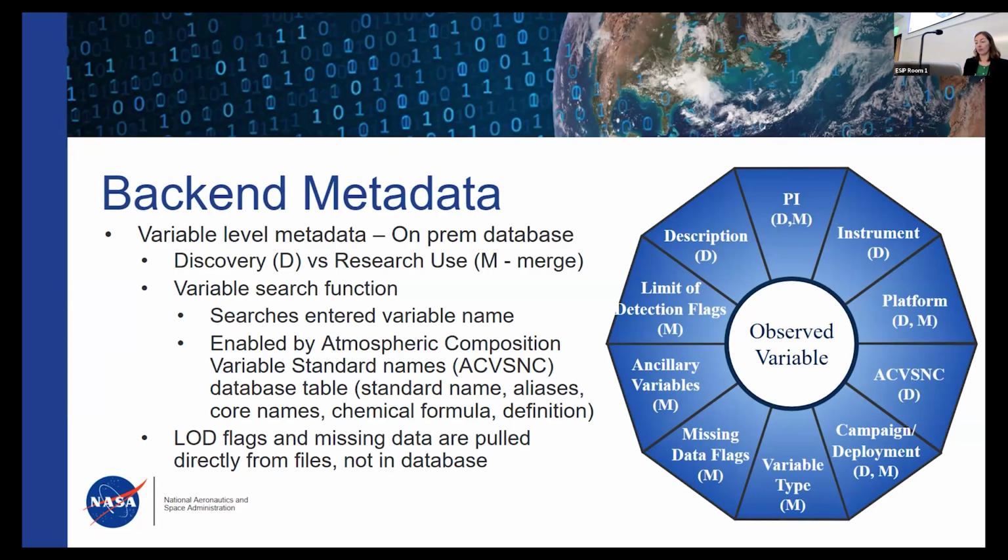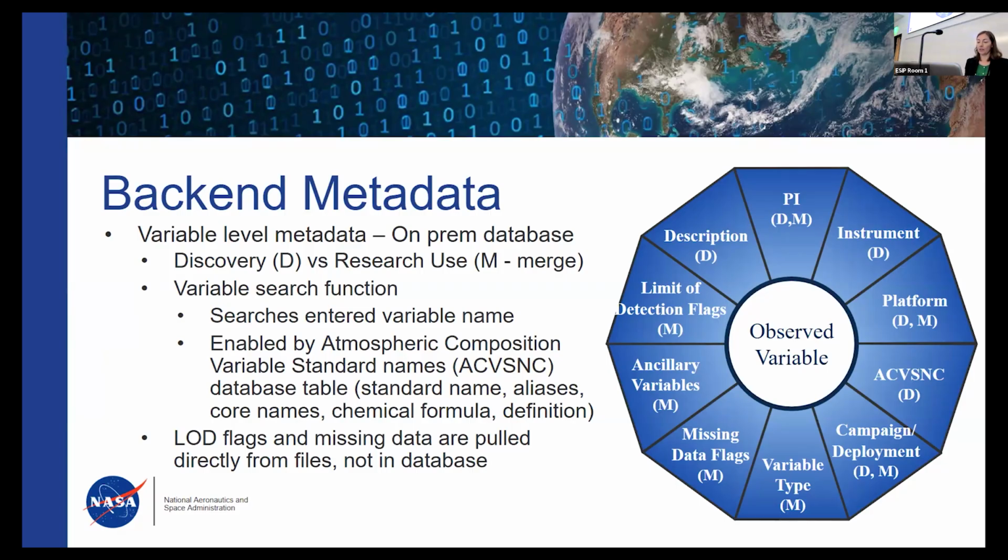Okay, so as I said, this is variable level search, so we need variable level metadata. We have our own on-prem database at the moment. This is essentially all the metadata that goes into Soot, and the ones that are labeled D are just for discovery, and the ones that are labeled M are for merge. So there's a lot more metadata that you need for the merge than just to search for a variable.